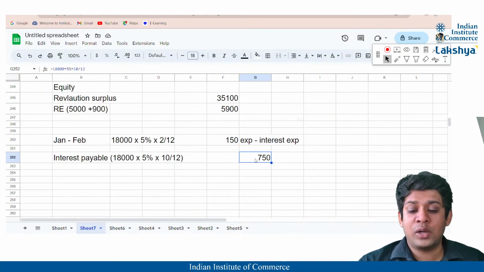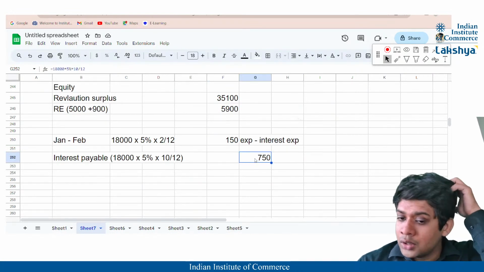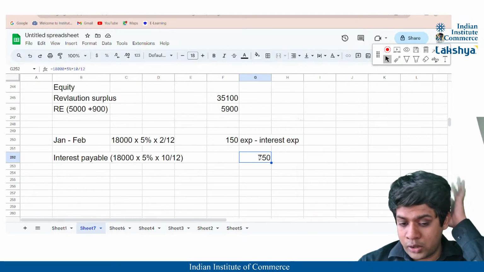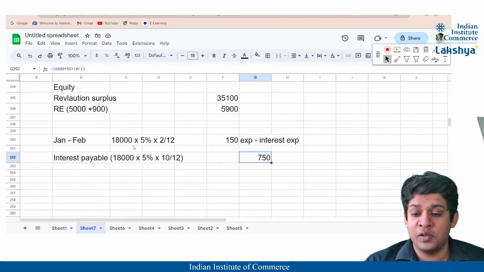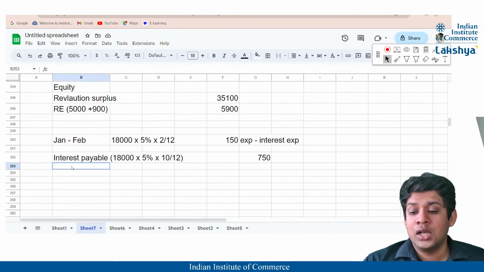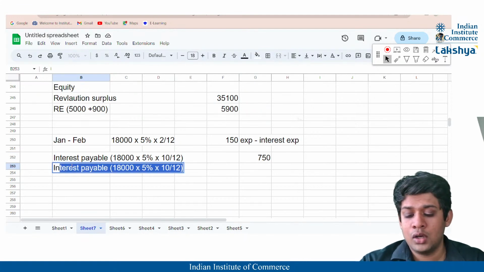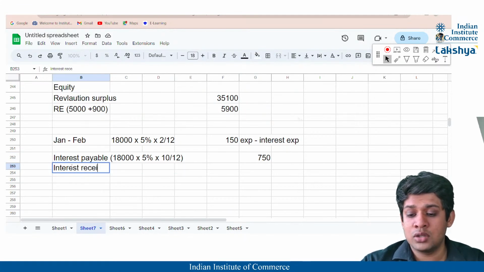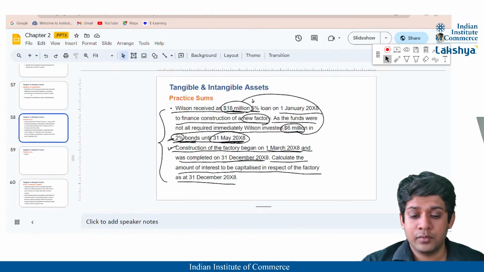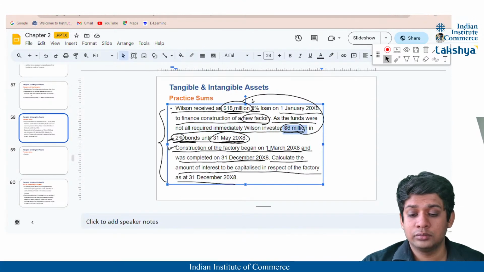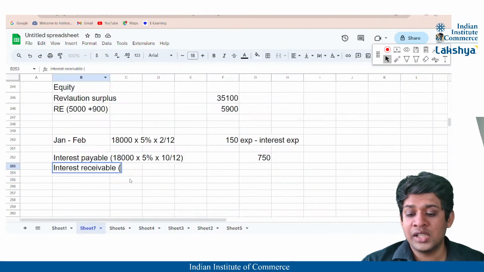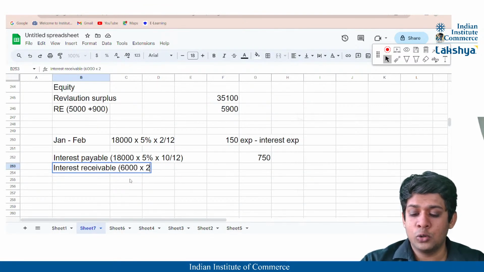Now guys, we have to calculate the amount which is to be added to the value of the asset as a borrowing cost, that means capitalized. So that is 750. But there is one more thing here: he is actually earning interest by investing somewhere, right? So there is certain interest receivable also on it, correct? He invested as soon as he took the loan. He invested 6 million, correct? In 2% bonds. So 6,000 in 2% bonds.